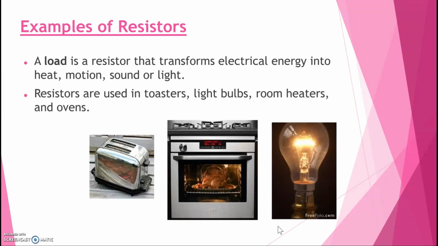Here's some examples of resistors. A load is considered a resistor. A load transforms electrical energy into either heat, motion, sound, or light. Here are some examples of resistors: a toaster oven, a light bulb, a room heater. These are all different types of loads that are classified as resistors as well, because some of that electrical current goes through the load and some of that energy is taken away. So it's given off and that energy just dissipates.